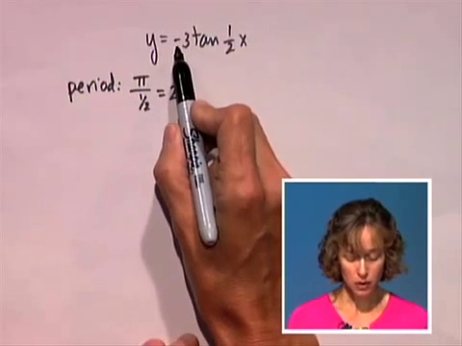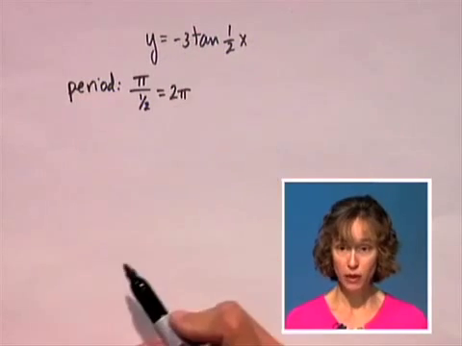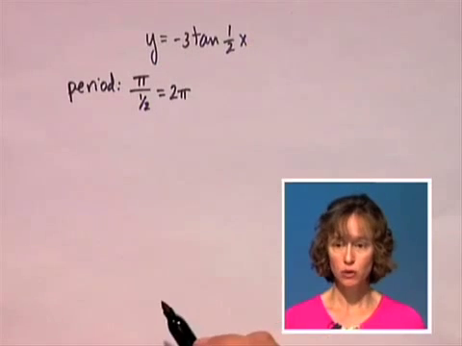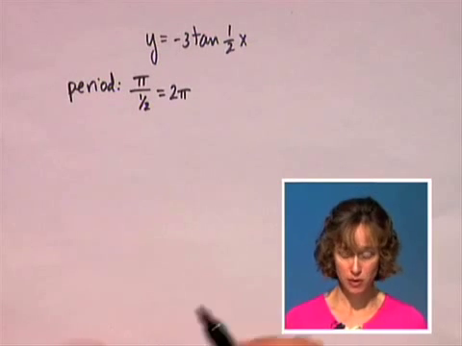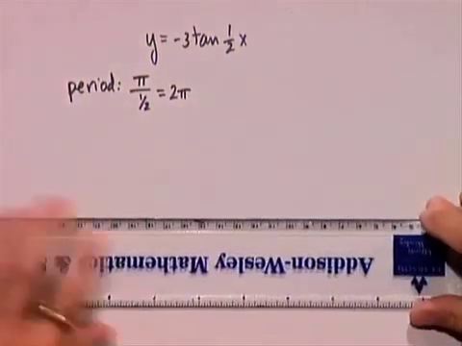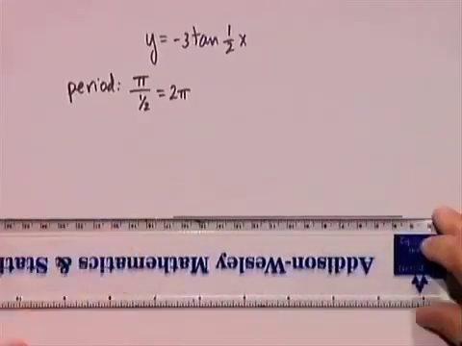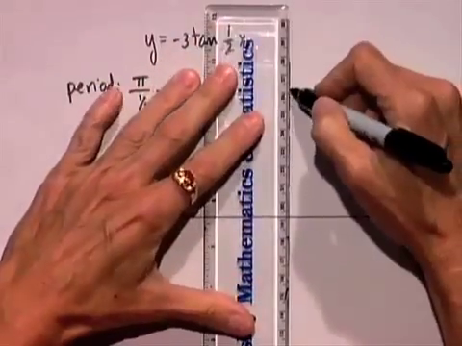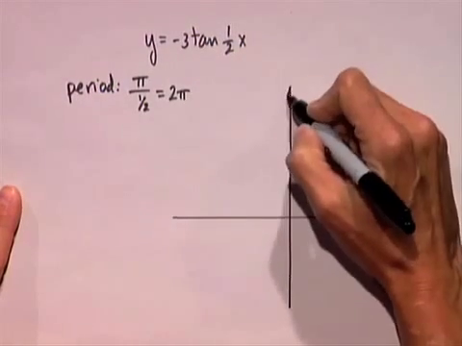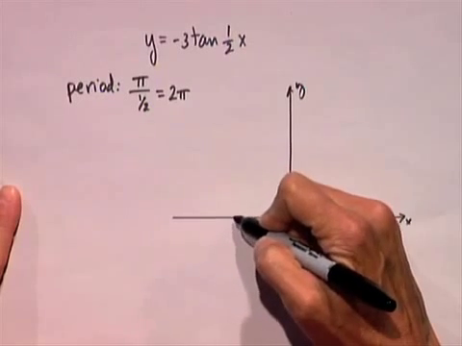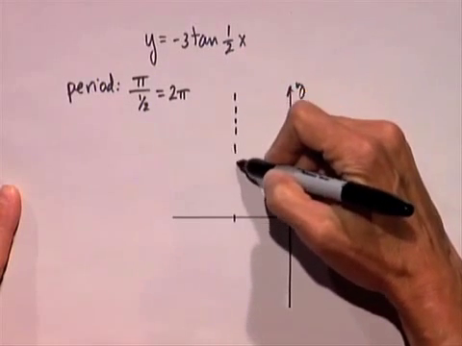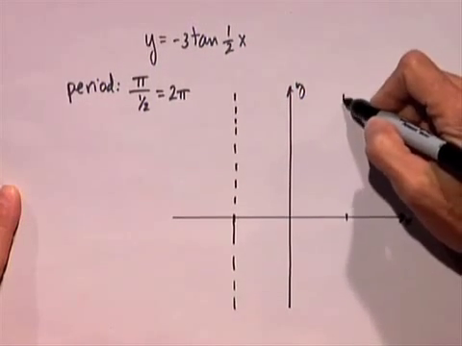Other things to note are this negative is going to reflect this tangent function over the x-axis. The 3 we'll use as we're graphing and plotting some points. So we want to start by drawing a coordinate system to graph this, an x-axis and a y-axis. From there, I want to draw a pair of vertical asymptotes, and I'm just going to choose locations for them and then label them accordingly. So here's a vertical asymptote, and here's a vertical asymptote.